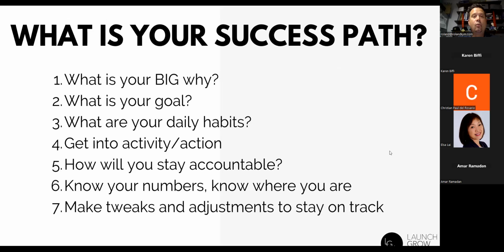It's figuring out what it is that you want to accomplish, and then how you are going to get there is derived from what your daily habits are going to be. And then you need to figure out how to get into activity and into action. Talking a little bit about activity and action.